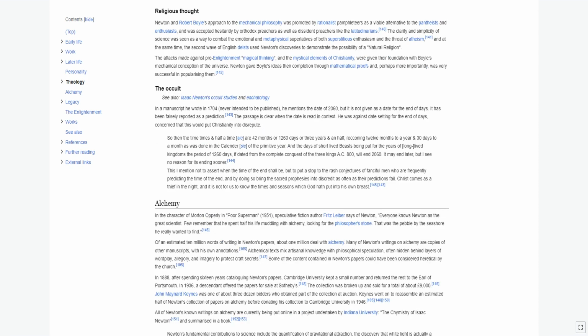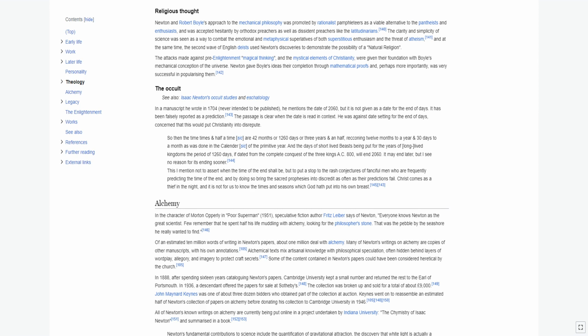Newton and Robert Boyle's approach to the mechanical philosophy was promoted by rationalist pamphleteers as a viable alternative to the pantheists and enthusiasts, and was accepted hesitantly by orthodox preachers as well as dissident preachers like the latitudinarians. The clarity and simplicity of science was seen as a way to combat the emotional and metaphysical superlatives of both superstitious enthusiasm and the threat of atheism, and at the same time, the second wave of English deists used Newton's discoveries to demonstrate the possibility of a natural religion. The attacks made against pre-Enlightenment magical thinking and the mystical elements of Christianity were given their foundation with Boyle's mechanical conception of the universe.